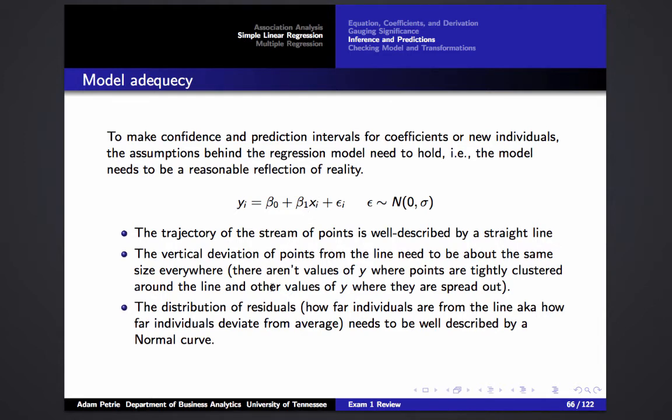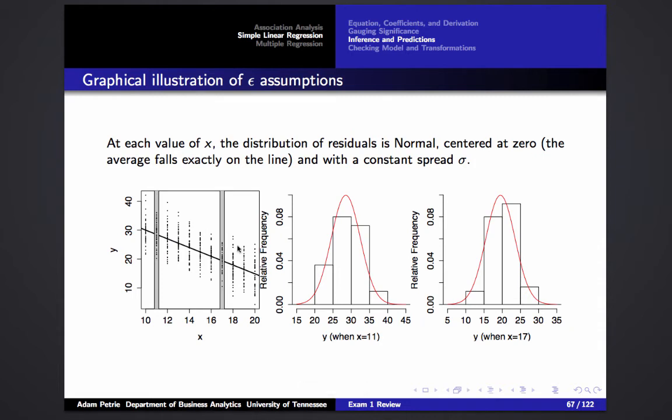And then also we need to make sure that the differences between the regression line and the actual values of the points, overall they're well described by a normal curve. When that's the case, then regression is an adequate reflection of reality and we can use the results. So graphically, what does that mean? Well, here is an example of the regression model holding exactly.